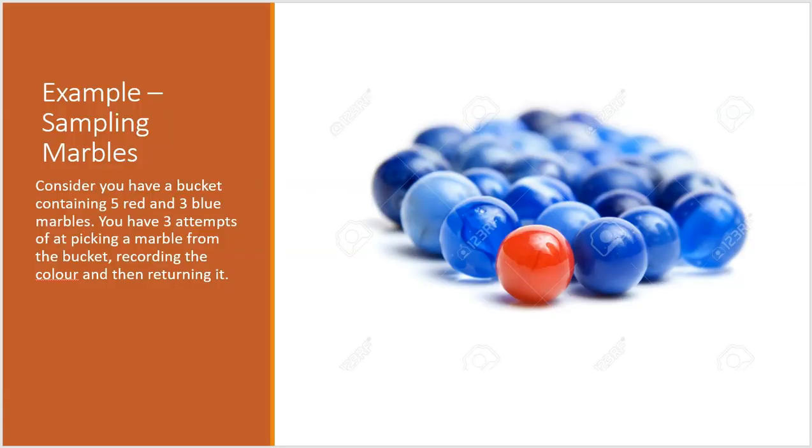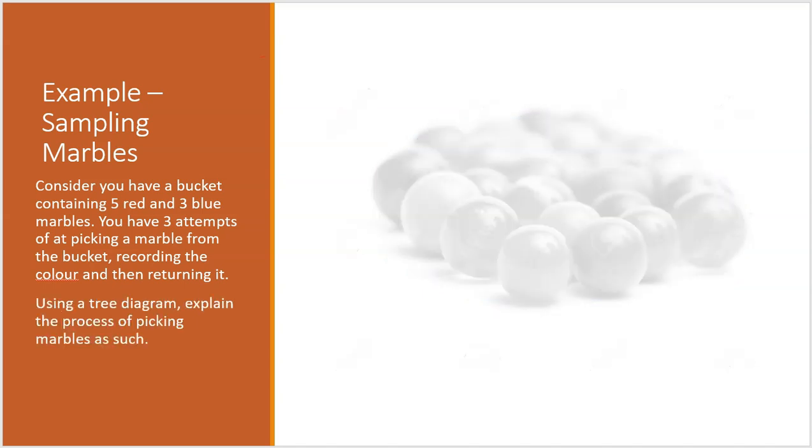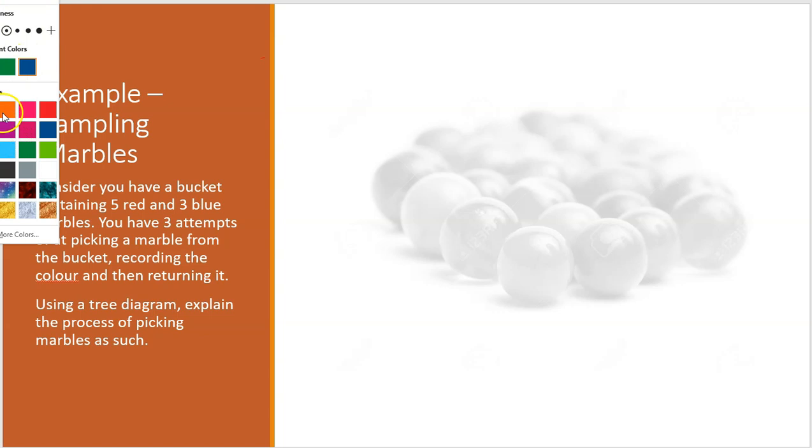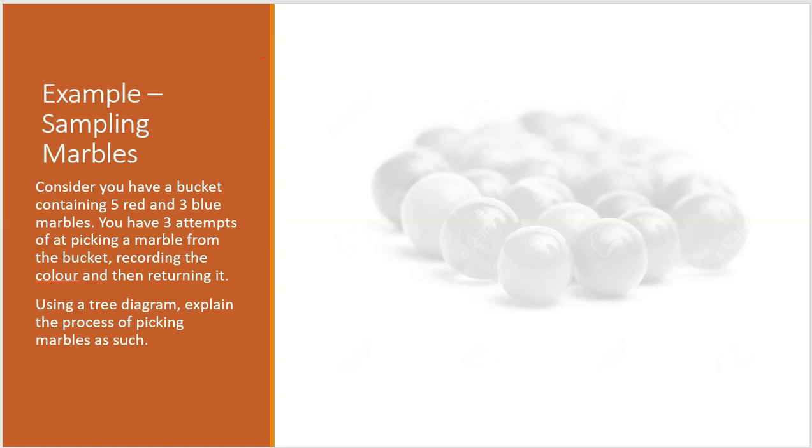Consider you have a bucket containing 5 red and 5 blue marbles. You have 3 attempts of picking a marble from the bucket, recording the color and then returning it. So using a tree diagram, we're going to explain the process of picking marbles from the buckets. So recall the tree diagram that we learned in lesson 2, I believe, and we use a black pen for this particular one. Here we go.